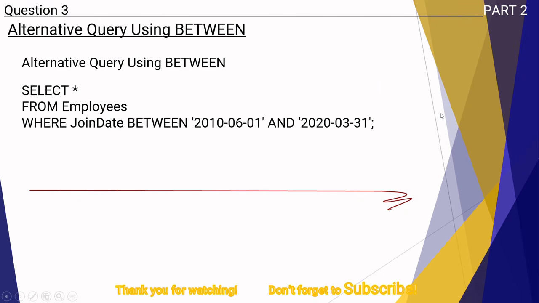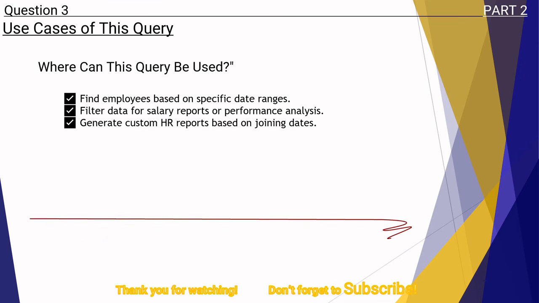An alternative way to achieve the same result is by using the between operator. This makes the query more readable by specifying the start and end date range directly. This query is useful in many real-world scenarios such as filtering employees based on their tenure, generating payroll reports for specific period, or analyzing hiring trends over time.